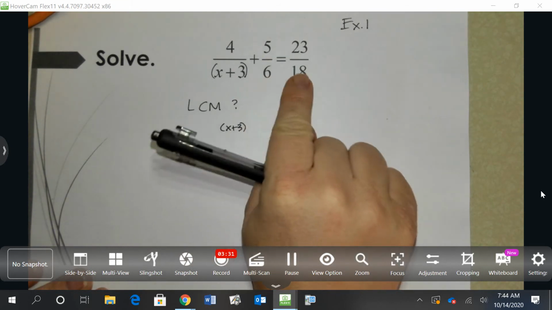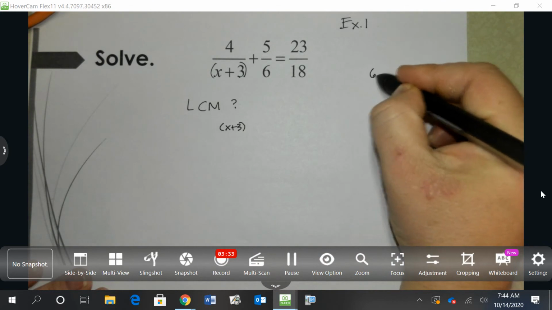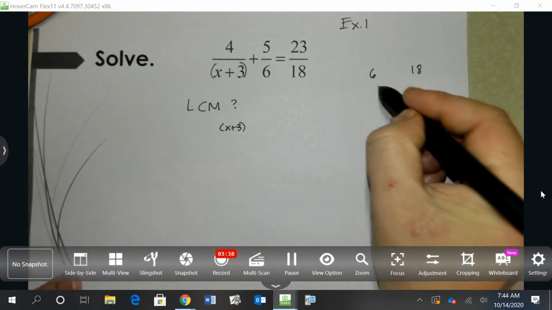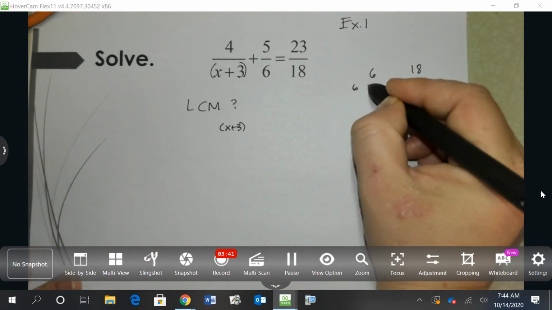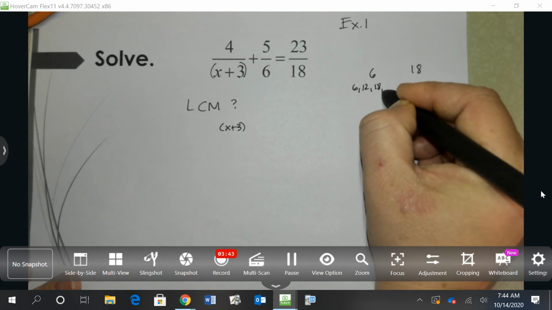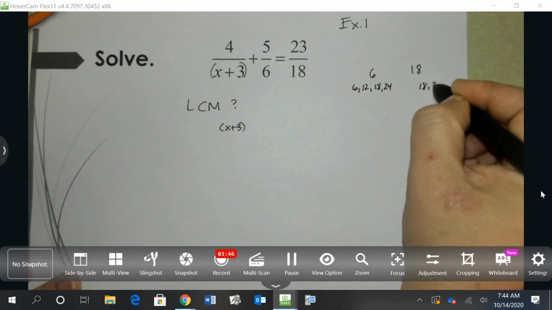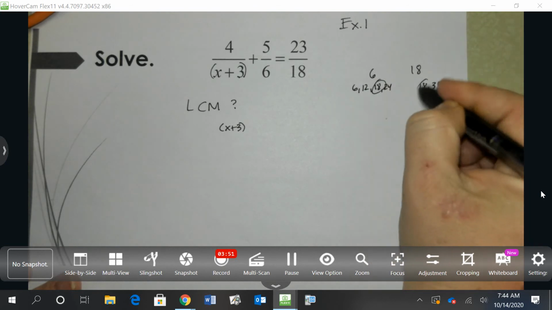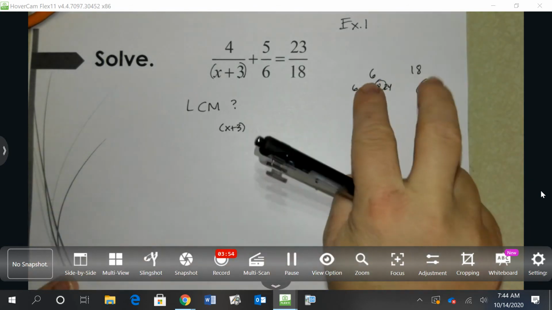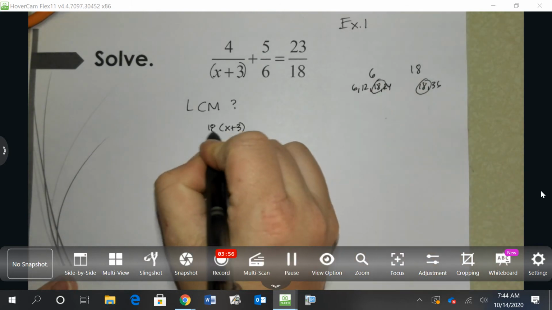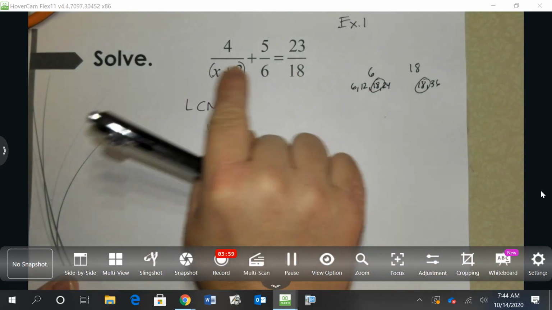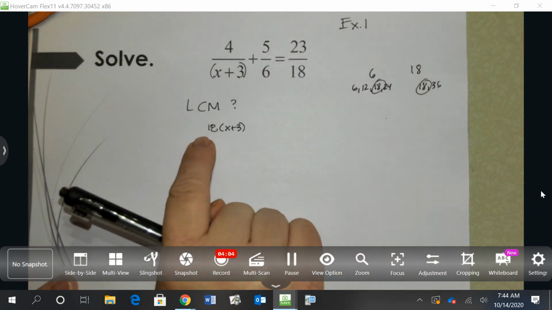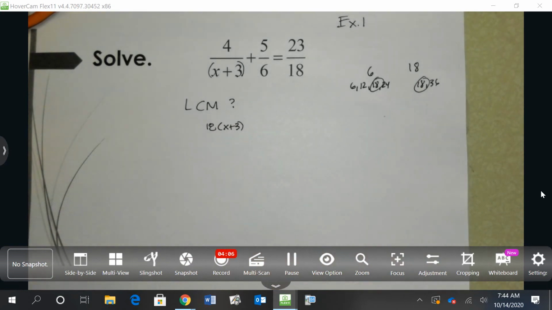Now when I look at 6 and 18, I'm going to put that off to the side. And if I asked you, what is the LCM of 6 and 18? You can identify the LCM of these two numbers by writing out the multiples. 6, 12, 18, 24, multiples of 18, 18, 36. And the smallest number that occurs in both lists will be the LCM of these particular numbers. So the LCM of these three different terms, x plus 3, this group, 6 and 18, is 18 times x plus 3. How does that help us in solving this?